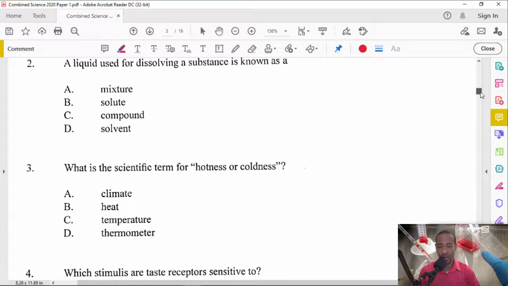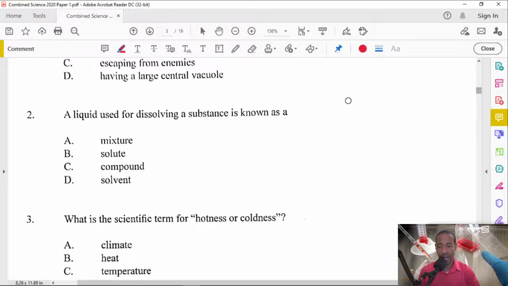All right, so let's look at number 2. Number 2 asks, a liquid used for dissolving a substance is known as a what? Remember, if something is dissolving in something, it forms a solution, and a solution is made up of a solute and a solvent, but what does the dissolving is the solvent. So solvent will be our answer, which is option D.